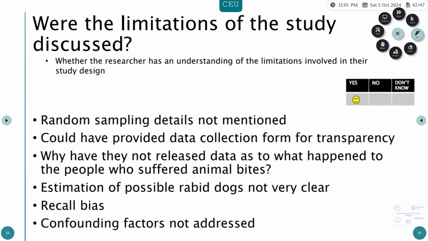And limitations of the study, whether they have discussed everything. They've done random sampling, but how they have done that, whether it was computerized or manual, was not mentioned. Again, they could have provided us with their survey forms or data collection forms to know what data they have collected. Then again, why they did not release data of people who had the bites and what happened subsequently to them is not there. How they estimated which dog bites were from rabid dogs and which were from non-rabid is not very transparent. And inherent biases of the study, like recall bias and some confounding, cannot be overcome.